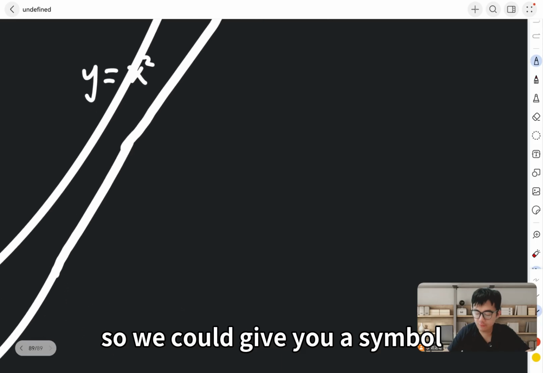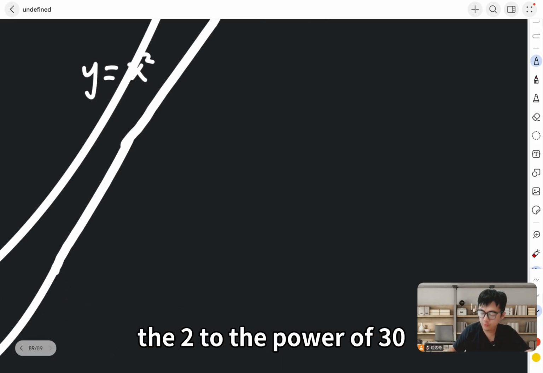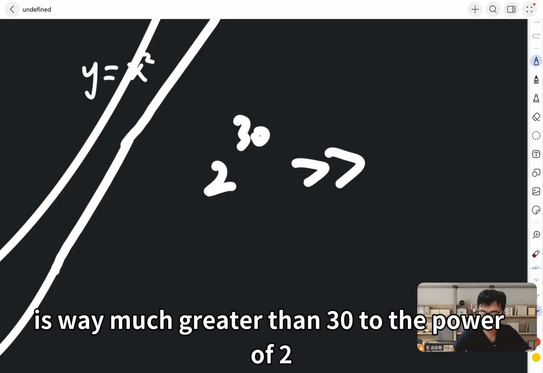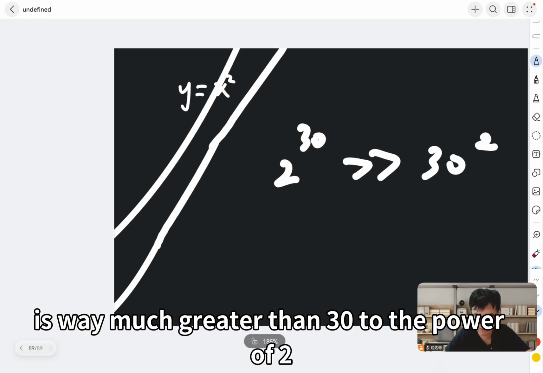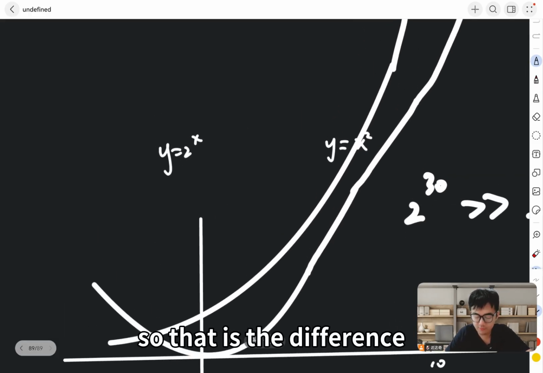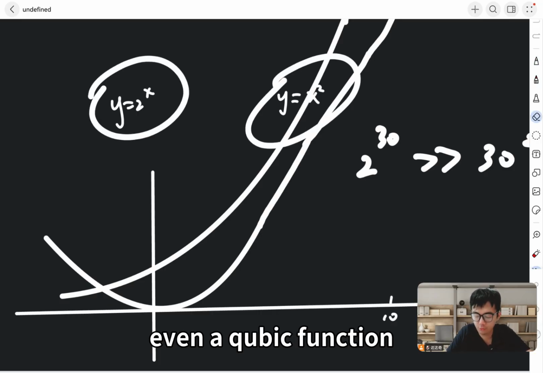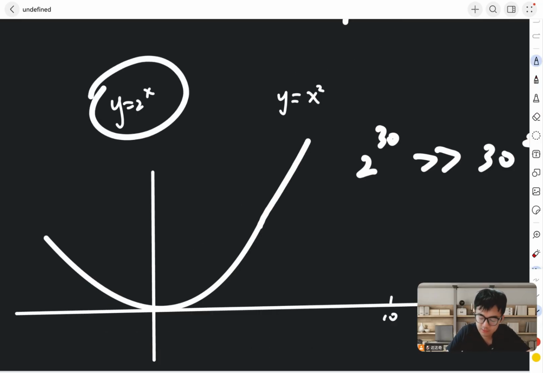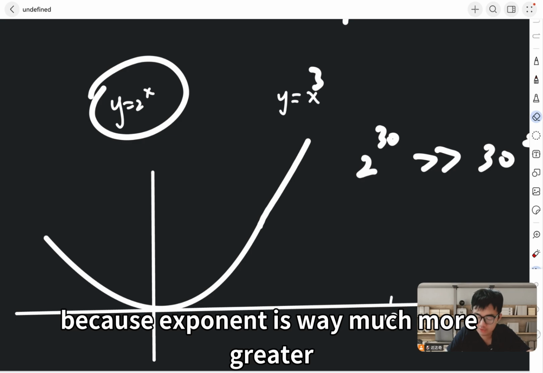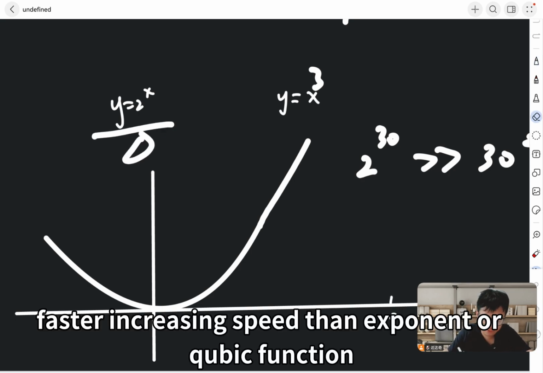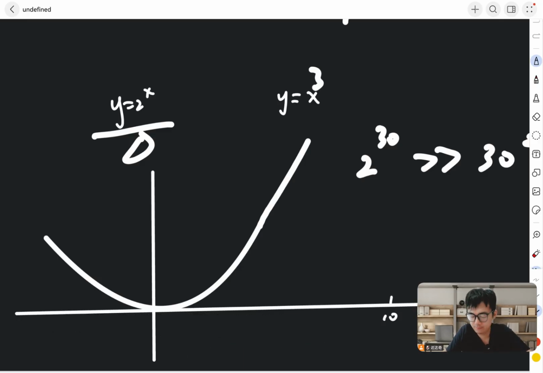So we could give you a symbol, like 2 to the power of 30 is way greater than 30 to the power of 2. So that is the difference between the exponent and a parabola, even a cubic function, because the exponent is way greater and has a faster increasing speed than the parabola or cubic function.